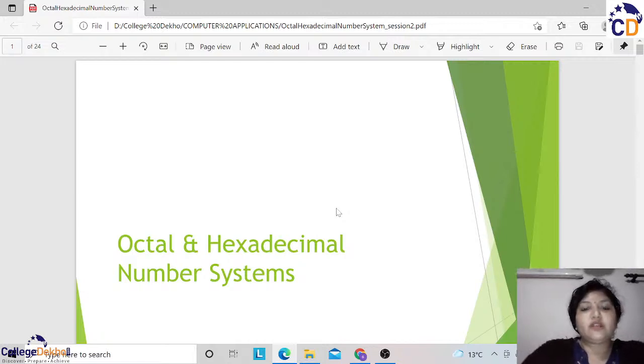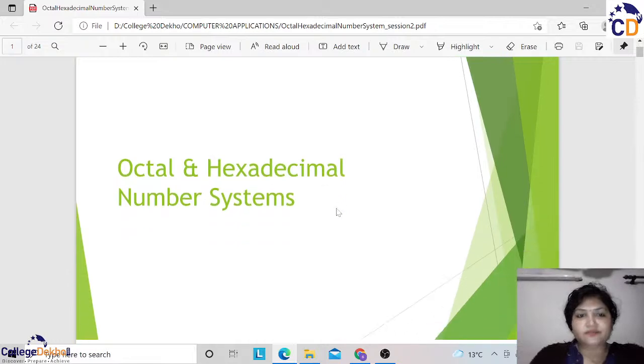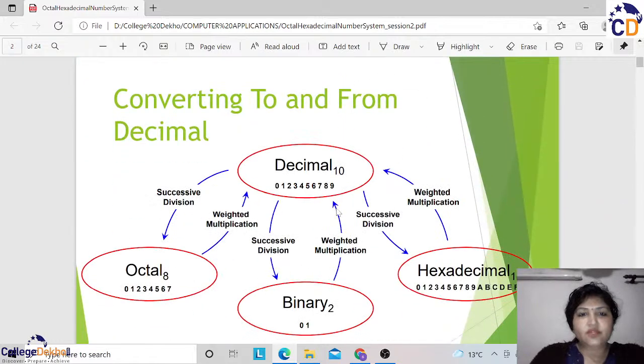And how we derive, basically, octal to any number, like octal to hexadecimal, octal to binary, hexadecimal to octal, or hexadecimal to binary. So let us begin with the session. First of all, this is the formula which we are going to use for any number.